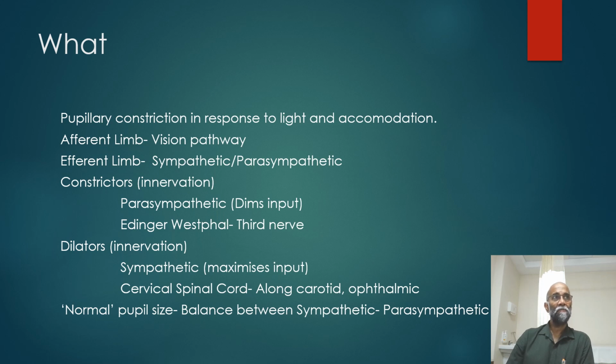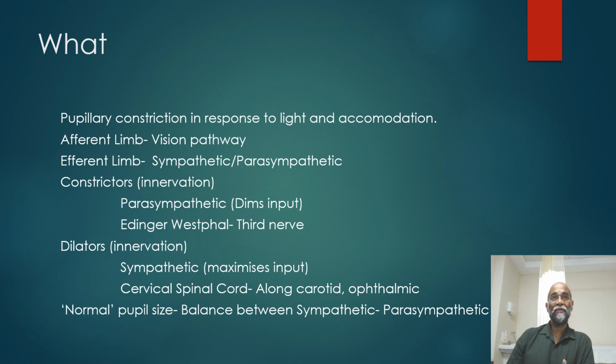The efferent arm involves the parasympathetic supply of the pupil. Parasympathetics are the constrictors of the pupil. The fibers originate from the Edinger-Westphal nucleus and they travel along the third nerve. When there are constrictors of the pupil, there also have to be dilators of the pupil. The sympathetics are the dilators of the pupil. The sympathetic supply arises from the cervical spinal cord, and the sympathetic fibrils travel along the carotid and the ophthalmic arteries.